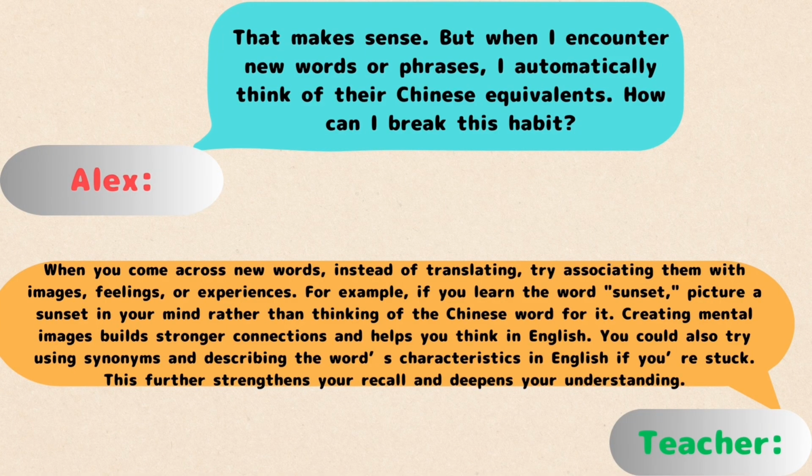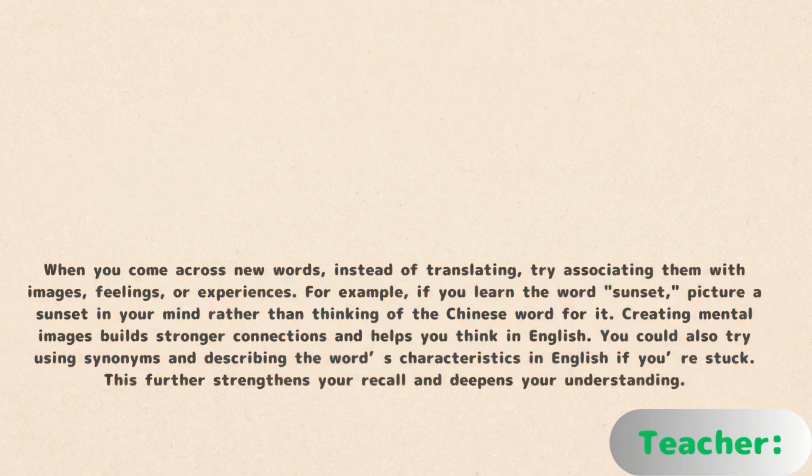When you come across new words, instead of translating, try associating them with images, feelings, or experiences. For example, if you learn the word sunset, picture a sunset in your mind rather than thinking of the Chinese word for it. Creating mental images builds stronger connections and helps you think in English. You could also try using synonyms and describing the word's characteristics in English if you're stuck. This further strengthens your recall and deepens your understanding.